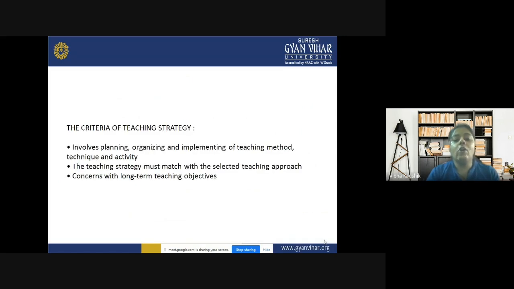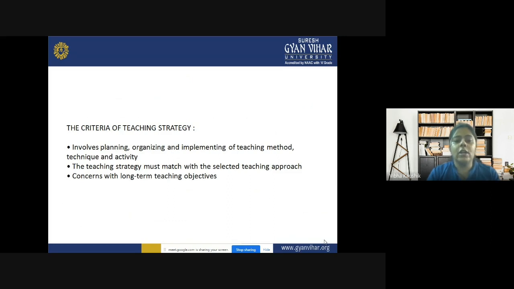Now, the criteria of teaching strategy involves planning, means the selection or the criteria of the teaching strategy: which teaching strategy should be adopted by the teacher. Involves planning, means a lot of planning is needed from the side of the teacher for the selection of the teaching strategy. Organizing: how the teaching should be organized. And implementing of teaching method: how a particular teaching method can be implemented. Technique: different techniques and different activities for that.